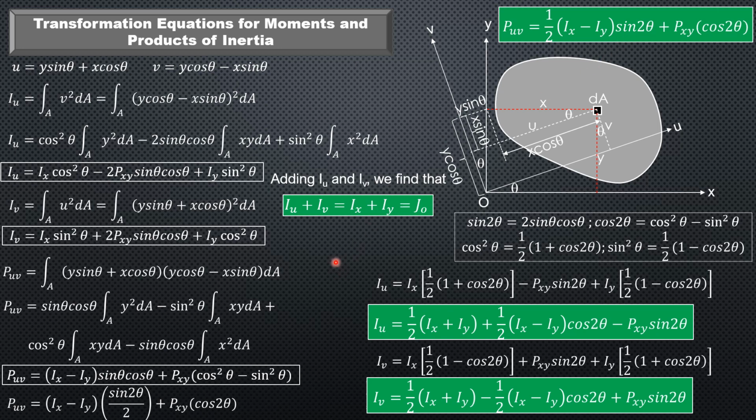And finally, the moment of inertia with respect to O, or J sub O, the polar moment of inertia with respect to the origin, remains constant regardless of the angle of rotation, as long as the axes are associated with the same point O.